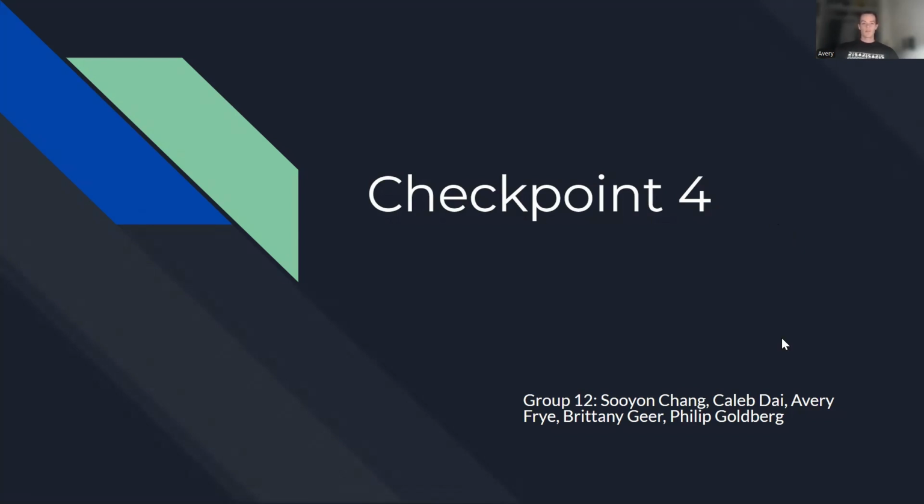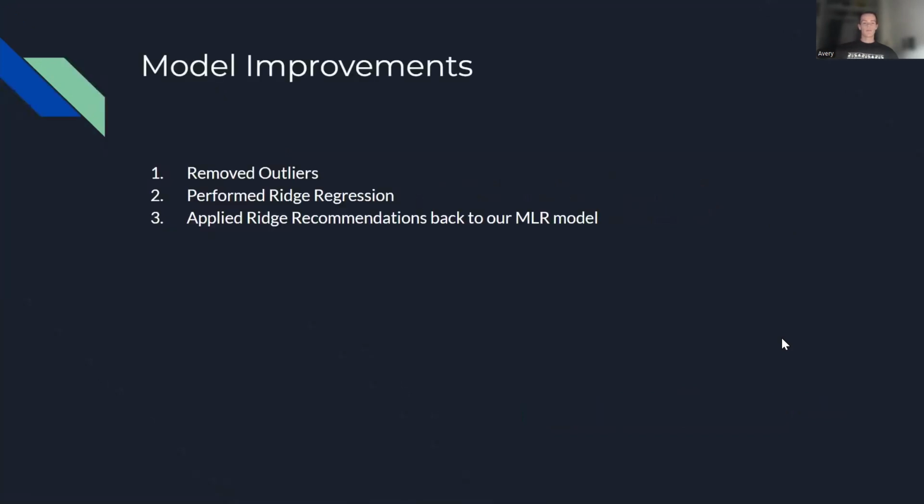So first for this checkpoint, we want to go through what we've done to improve our model. We'll go through step by step. First, we removed the outliers, just to remove those points that were really influencing our model. We looked at Cook's D, leverage, and studentized residuals, and just went ahead and removed any point that any three of those identified as beyond the threshold.